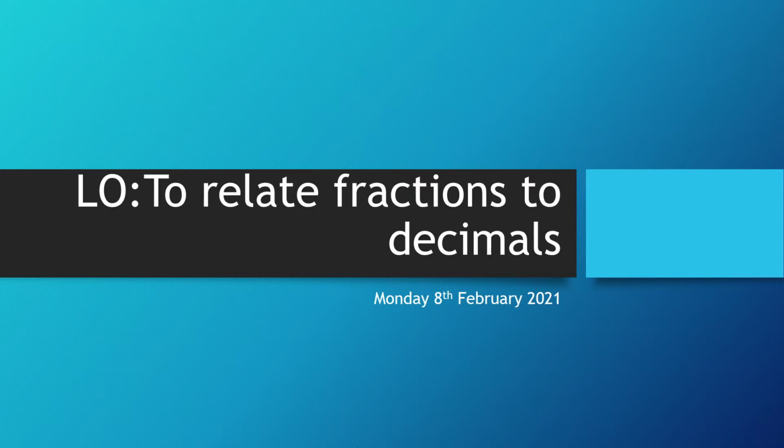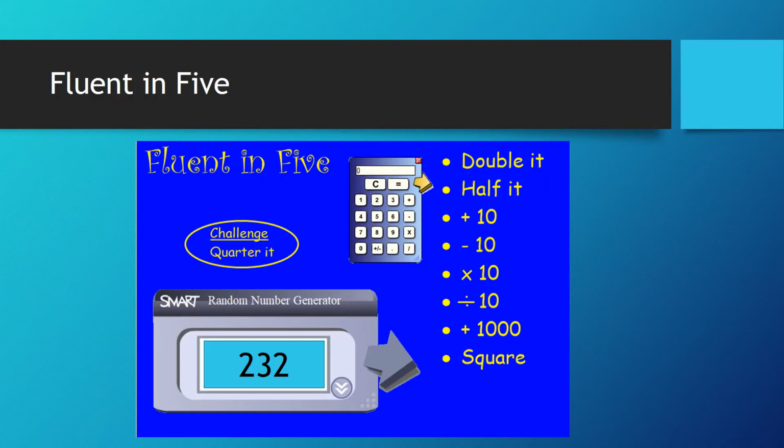Okay, so make sure you've got your pen and paper at the ready because we're about to do fluent in 5. Okay, today's number is 232. You'll need to pause the screen at this moment and work through those questions. So pause now, and the answers will be coming on the screen very shortly.